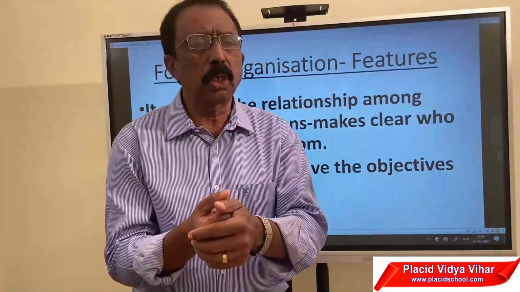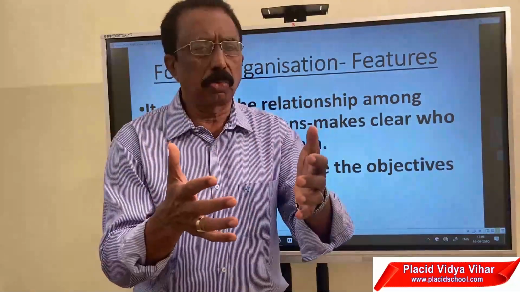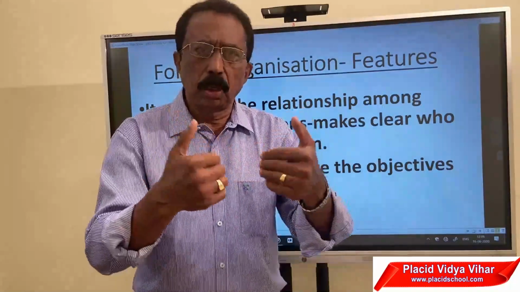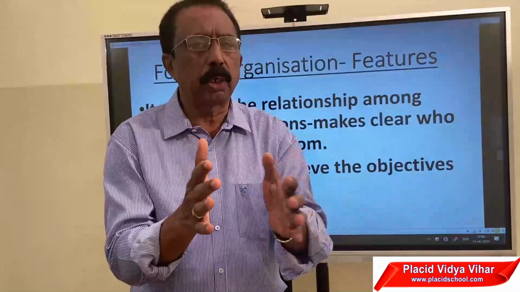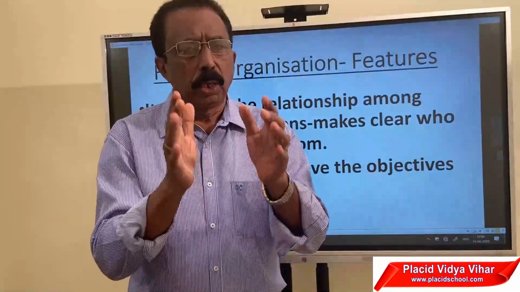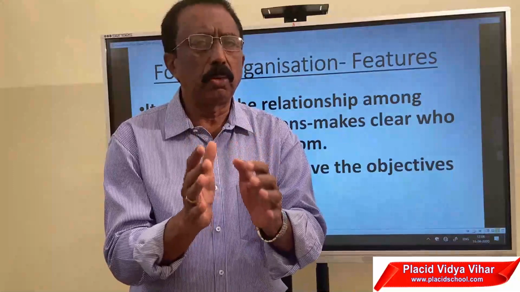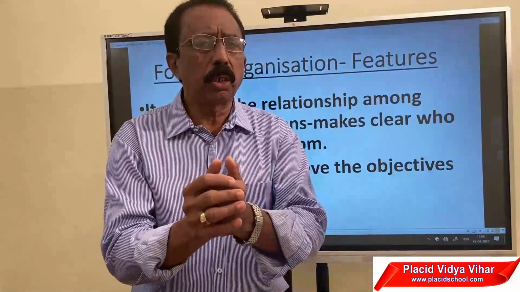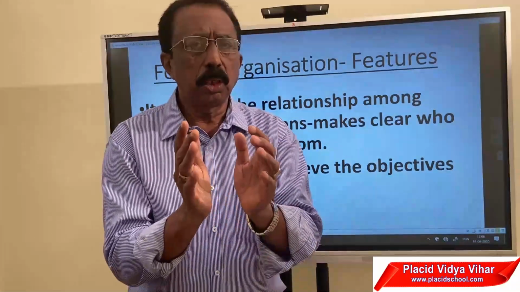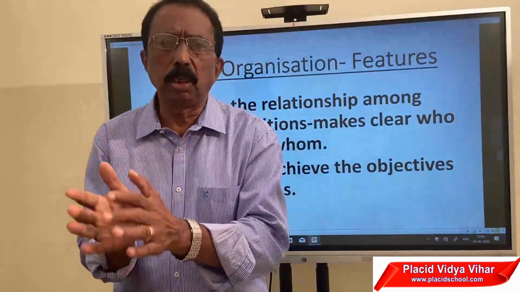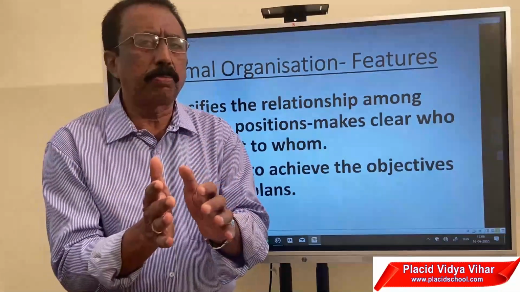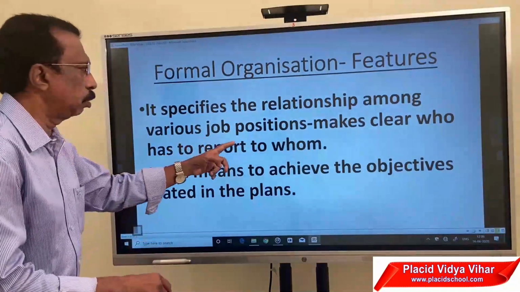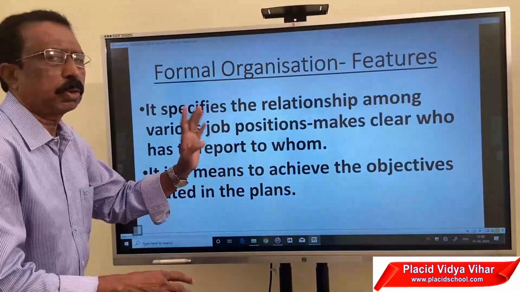In a business organization, take the example of a company. Board of directors are there. In that, the chairman or the managing director is there. Then managers, the heads of the departments, and different groups are there. All these personnel are very clear what their position is and what area of work is to be done. Simple example, the HOD of the purchase department cannot interfere with the activities of the production department or sales department. That is what it means: specifying the relationship among various job positions and making clear who has to report to whom.